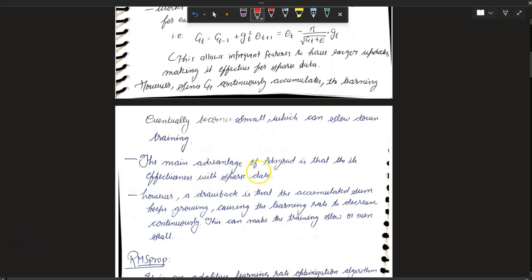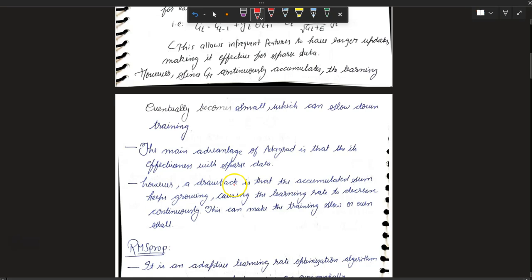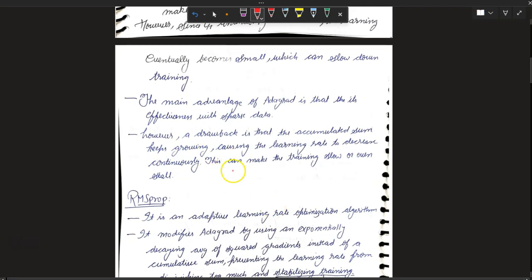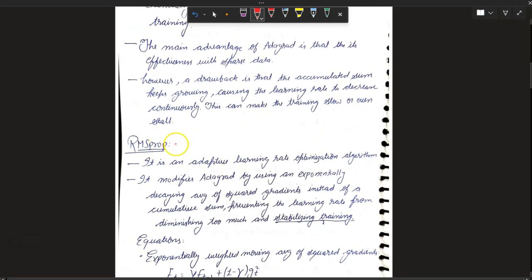So the main advantage of ADAGRAD is its effectiveness with sparse data. It can handle sparse data very effectively. A drawback is that the accumulated sum keeps growing, causing the learning rate to decrease continuously, making the training slow or even stop. Next is RMSPROP.